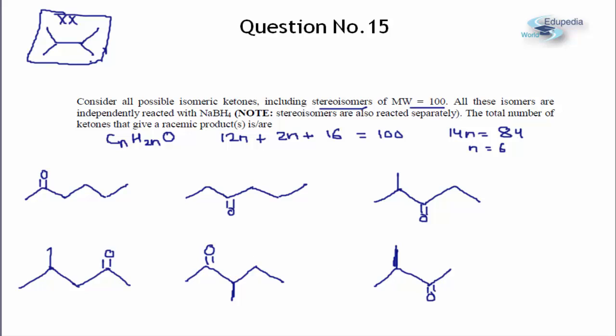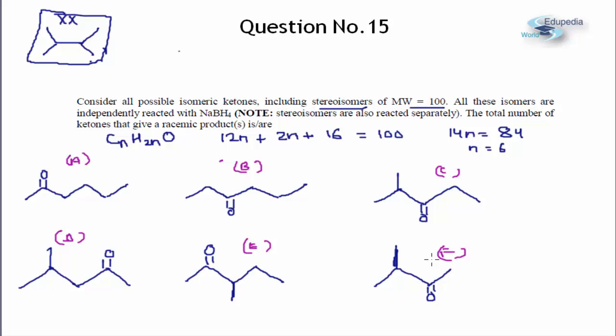Okay, I'm just going to name these structures as well. So let us call this A, let us call this B, let's call this C, this one as D, this one as E and this one as F. Okay, so these are the possible skeleton structures for ketones which we can draw.